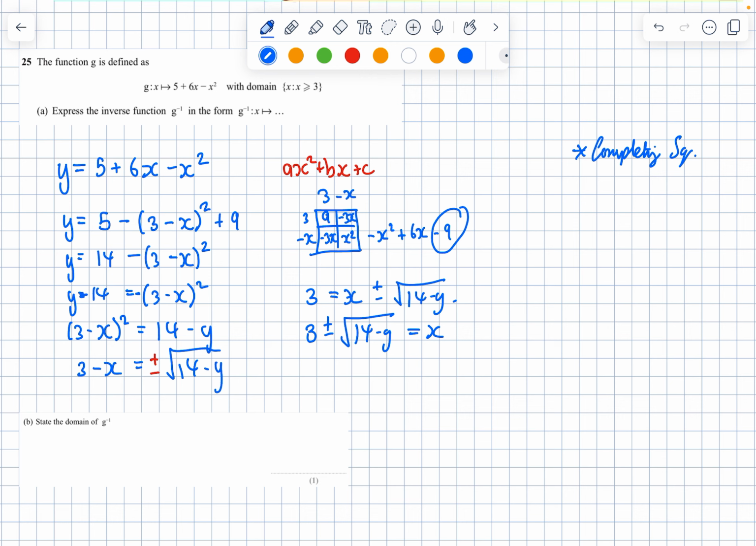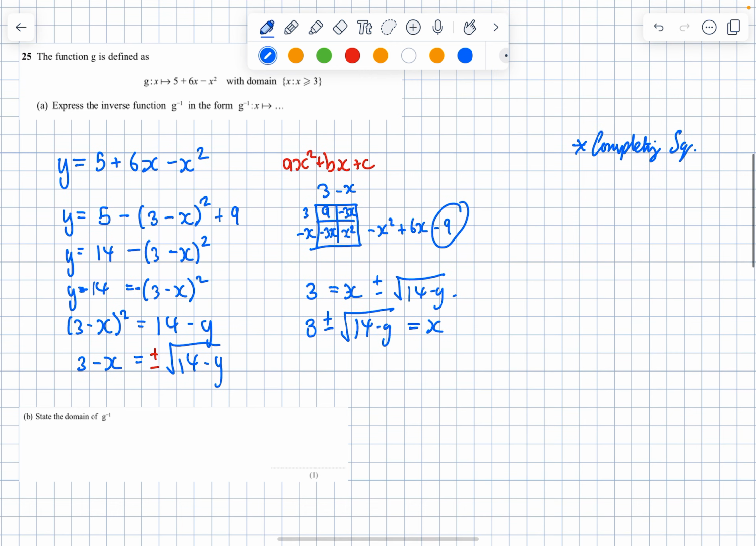And now x is the subject. So the same thing, don't forget, I've got to swap my x and my y. So when I write g minus 1 of x, that's going to be 3 plus or minus the square root of 14 minus x. Okay, that's my inverse function. So remember, it's using the completing the square form to make x the subject. Otherwise, I end up with an x on both sides.